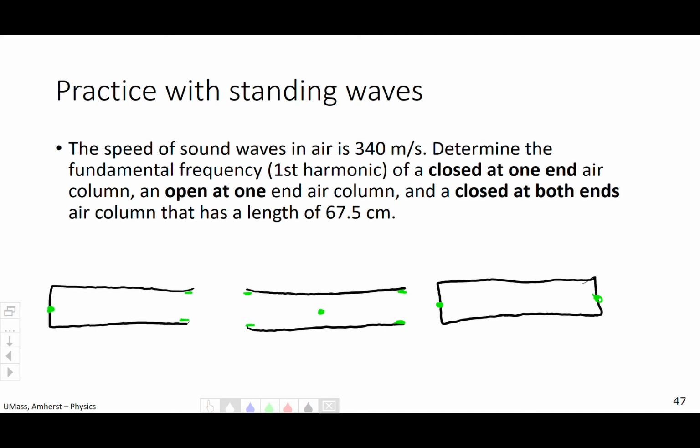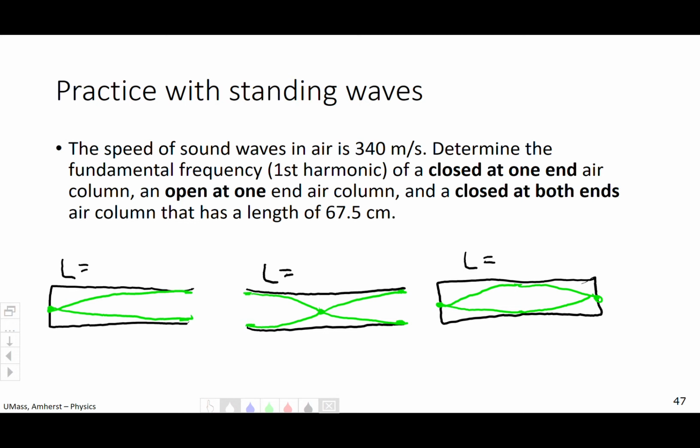And now let's draw. So we go from a node to an antinode, node to an antinode, node to an antinode, and then up and there and there. So those are the 3 types of standing waves that we can get. So let's figure out, these are all the same length.